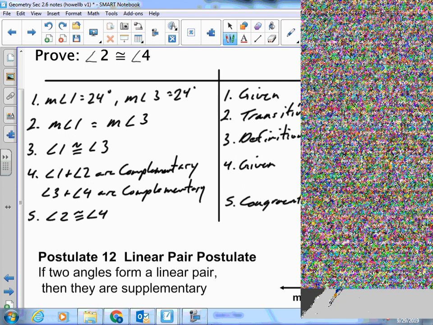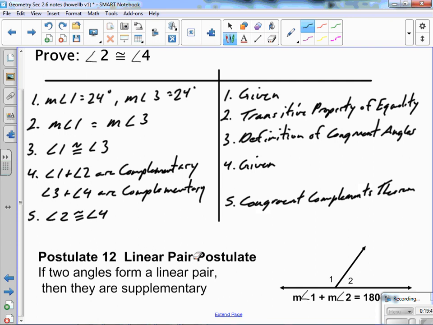Alright, so then we got the linear pair postulate, which we've already learned, but now we have an actual postulate, a formal rule that says if two angles form a linear pair, then they are supplementary. Right, angle 1 and angle 2 in a linear pair are going to add up to equal 180 degrees, making them supplementary. Remember, a linear pair is two adjacent angles, meaning that they share one side and a common vertex, and their non-common sides make a straight line or opposite rays. So if you have a linear pair, then the two angles add up to equal 180, or they're supplementary.